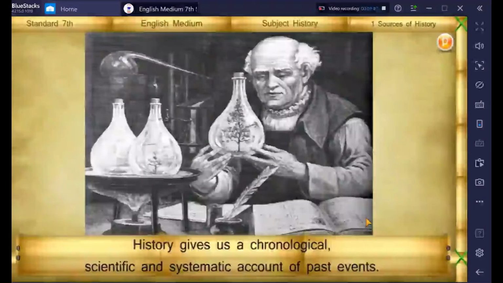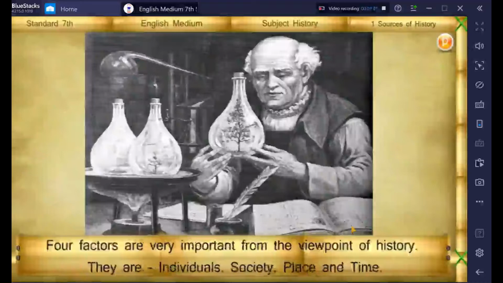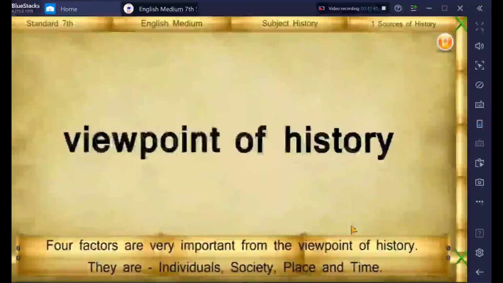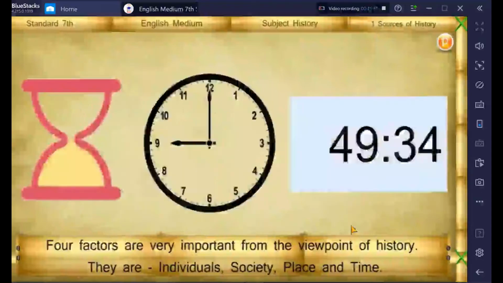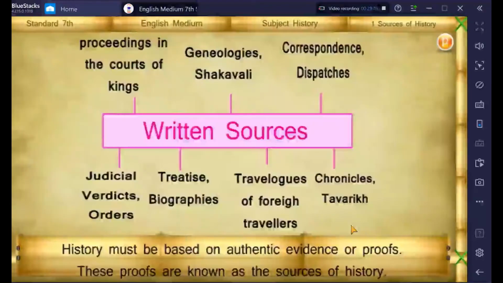History gives us a chronological, scientific, and systematic account of past events. Four factors are very important from the viewpoint of history. They are individuals, society, place, and time. History must be based on authentic evidence or proofs. These proofs are known as the sources of history.